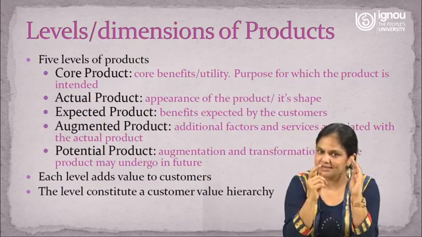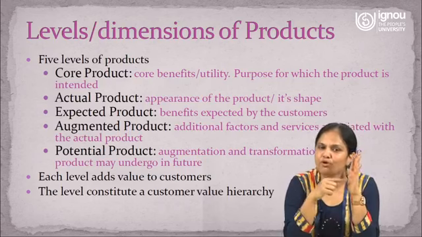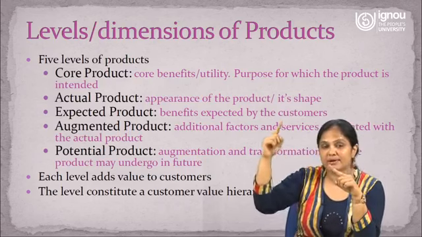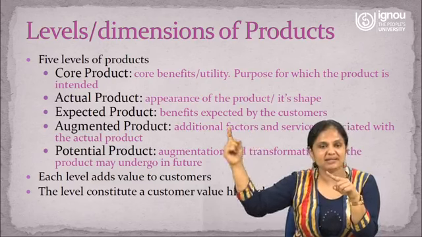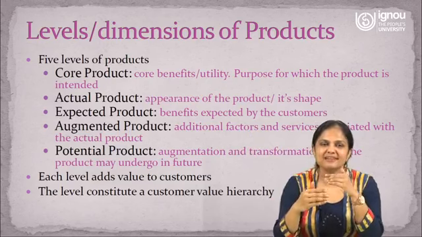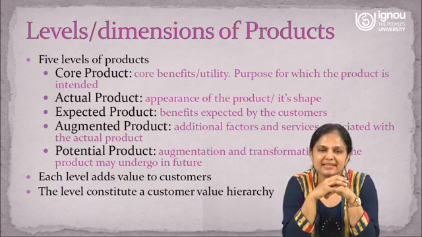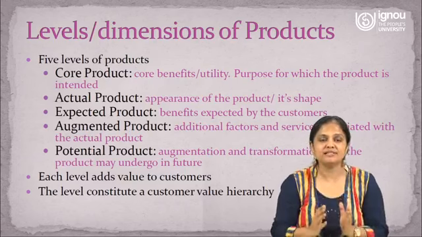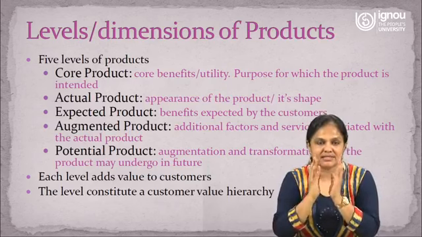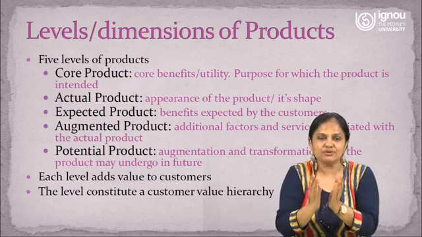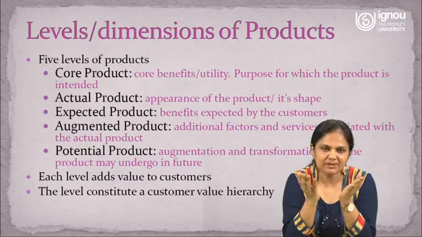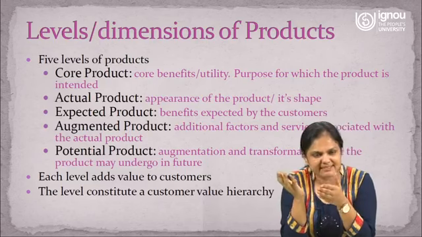A particular commodity or service may have a core product level, the actual product level, the expected product level, the augmented product level and potential product level. So what are these different levels? Core product level, when I say, it means the core benefits or utility or value which a commodity or service is intended to give, that is called core product, right? We'll see it with examples also.